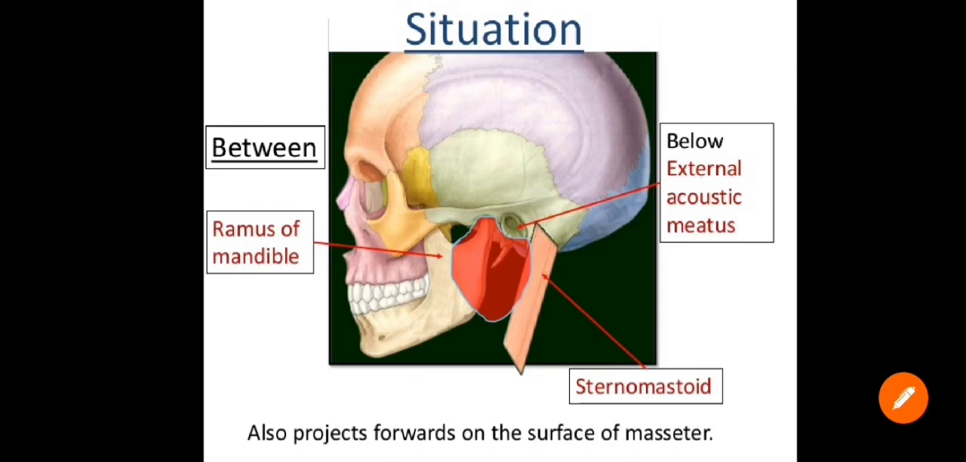This is the location of the parotid gland. So here is our gland. Okay, now this is the external acoustic meatus. So it is lying below the external acoustic meatus and anterior to the gland we have the ramus of the mandible and posterior to the gland we have the sternocleidomastoid muscle. So this shows the exact location of the parotid gland.